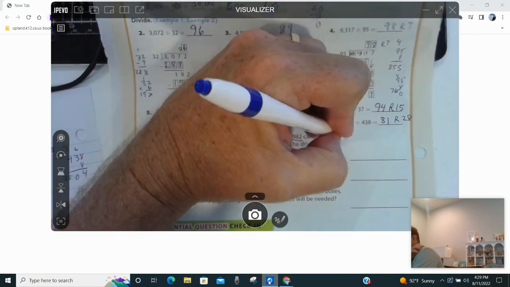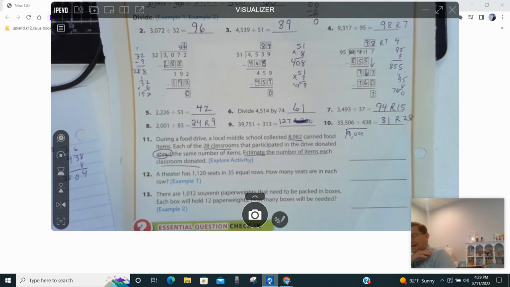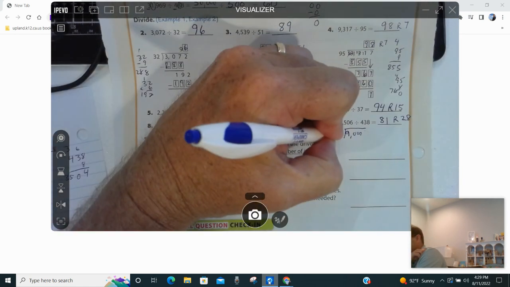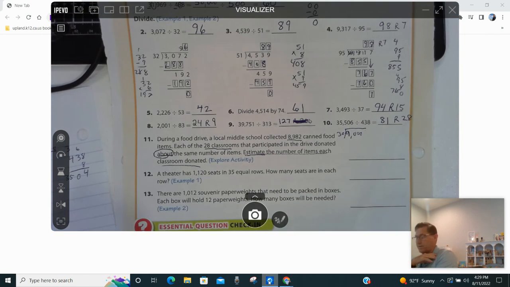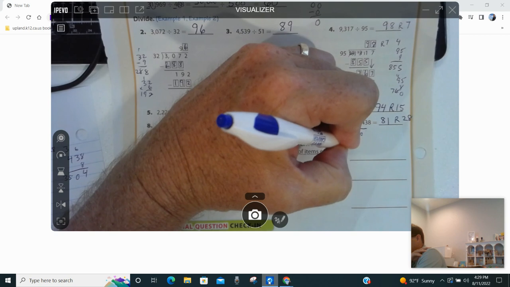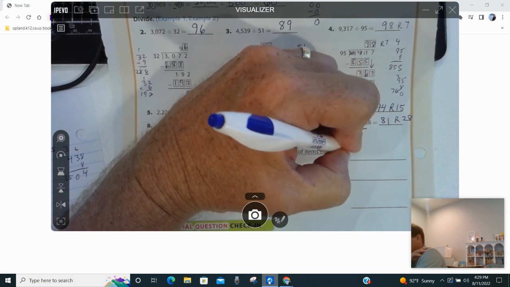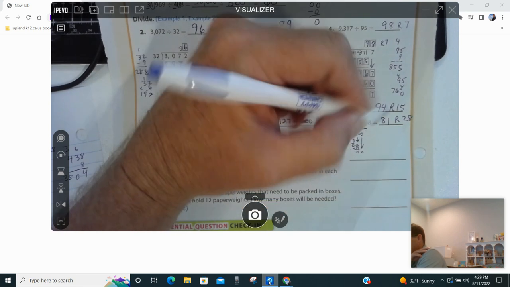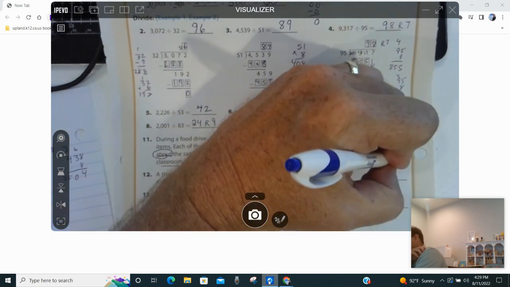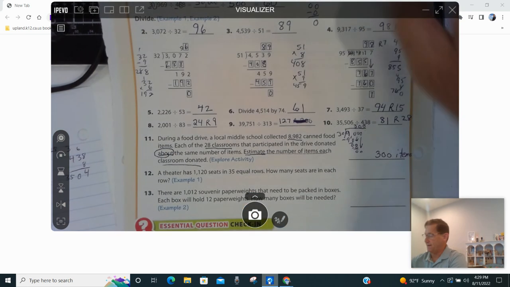So 8,982 is close to 9,000. 28, we can round to 30. Okay, so 30, 90 divided by 30 is 3. Bring down the 0. Bring down the last zeros, 300. So they donated about 300 items each.